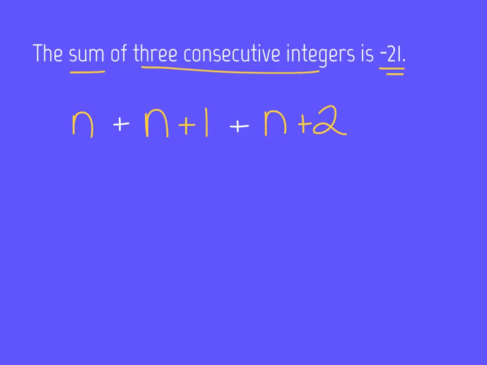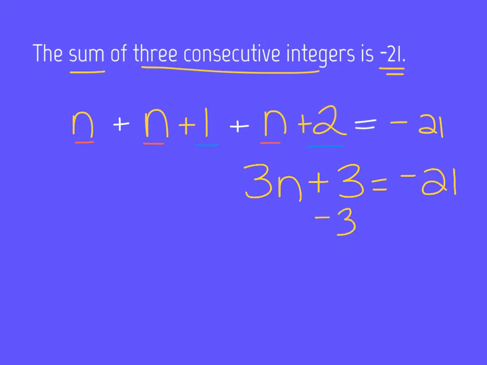And all of that together has to equal, this time it's going to be a negative number. We get negative 21. Don't let the negatives scare you though, the process is still the same. So we take our equation and we start by combining our like terms. I have n plus n plus n. That's going to give me 3n. And then I have 1 plus 2, which gives me 3. And all of that is equal to negative 21.